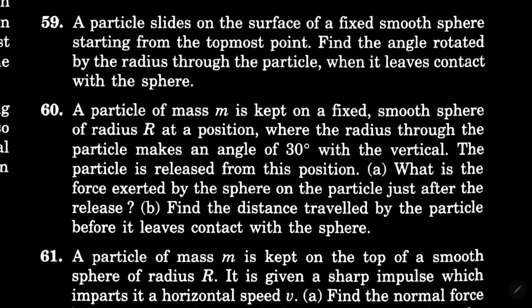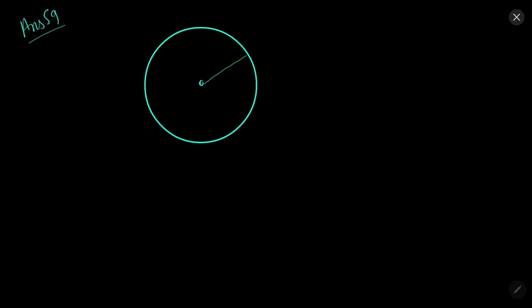In question 59, we have a particle sliding on the surface of a fixed smooth sphere. We need to find the angle rotated by the radius through the particle when it leaves contact with the sphere. 59. Let's draw the situation. This is the sphere. Let's say this is the center. So the body was here and it reached here. Let this be theta.